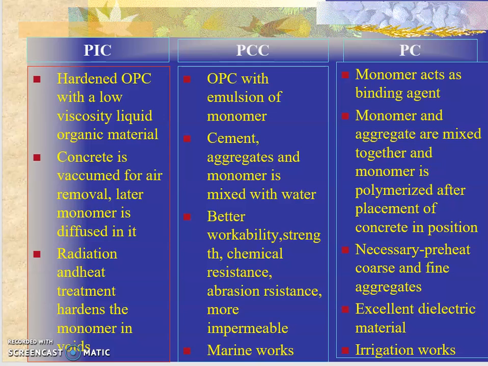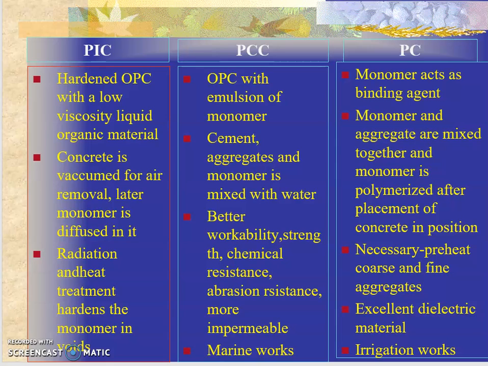Then once this is saturated, the concrete is finally subjected to heat treatment or radiation. Because of this heat treatment, the monomers which are inside the voids will now turn into solid plastic material. Initially the voids were occupied by air, now they are occupied by solid plastic material. Their strength, their impact resistance, their resistance to wear and tear, everything is improved. Now where is this PIC used? The application part will come later.